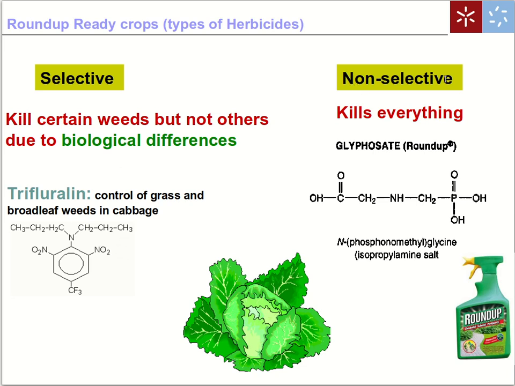Then there are non-selective herbicides such as glyphosate, sold under the commercial name of Roundup. This is a very simple molecule. It's a glycine amino acid with some substituent groups here. And this is non-selective, so it will kill basically all plants. This makes it less useful because you have to be careful on how you apply it, because otherwise you kill your crop as well, in addition to the weed.